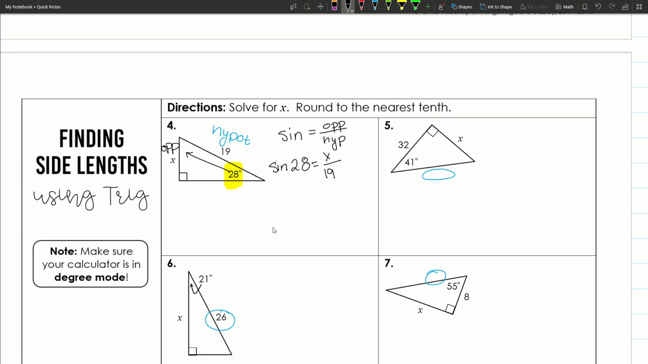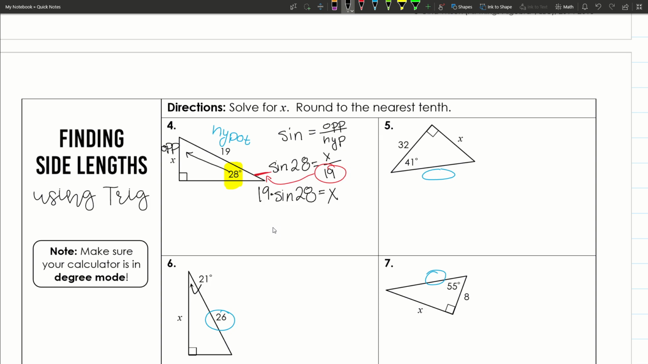Now, if you are doing one of these, and you find that your x value is on top of the fraction, what I want you to do is pick this 19 up and put it in front of sine. The reason that we can do that is because we currently have x divided by 19. I don't want x divided by anything. So I would multiply that 19 away, and it would end up 19 sine of 28. That is unfortunately not the final answer.